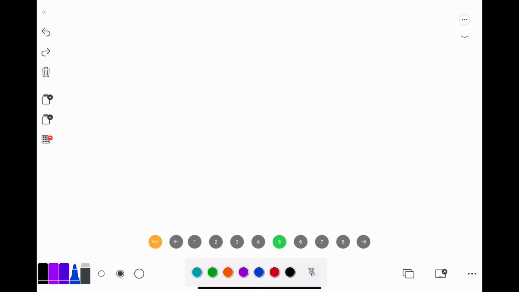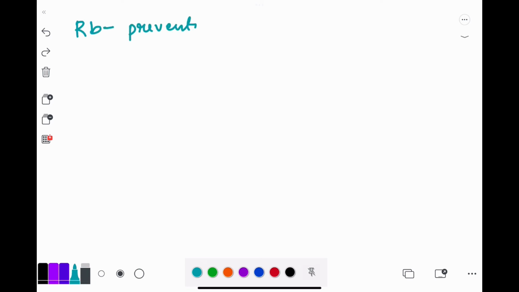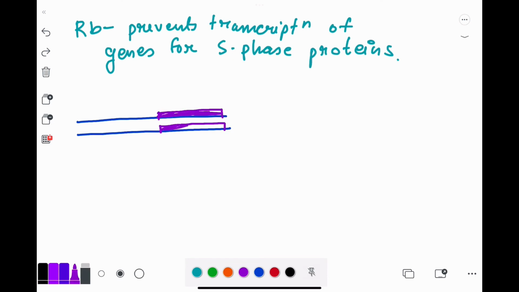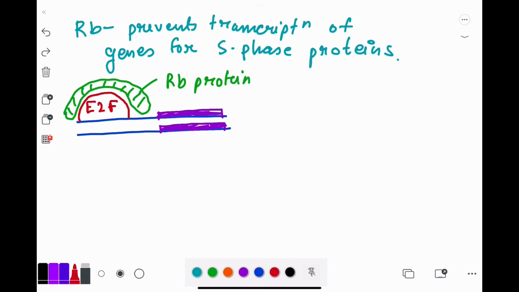Now coming to the last important regulator, the retinoblastoma protein. What retinoblastoma does is prevent the transcription of the genes for S phase proteins. Several proteins are needed for S phase, so retinoblastoma prevents the transcription of those until all the conditions of the checkpoints are met. Suppose these violet colored regions are the genes, and this is a transcription factor, E2F. This is the retinoblastoma protein, which is bound to the transcription factor, and therefore no gene transcription is going on right now.